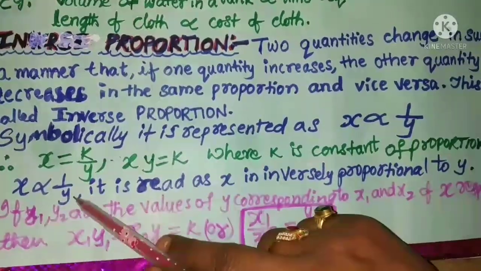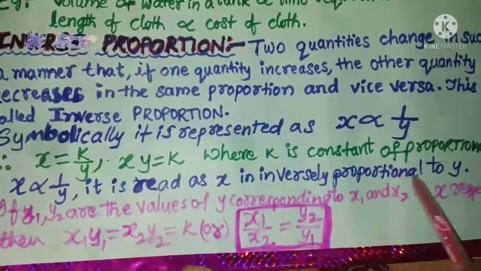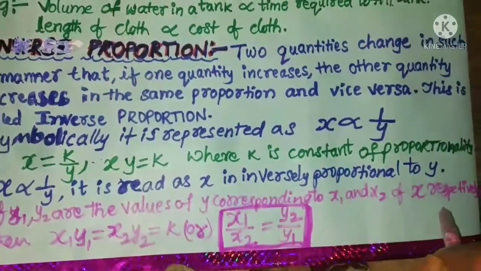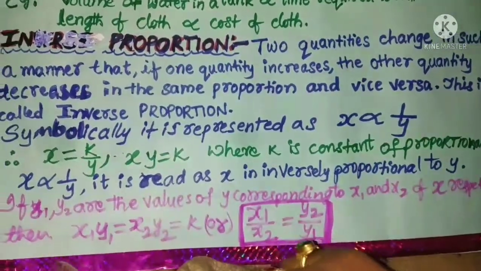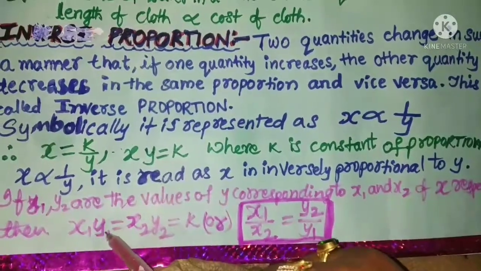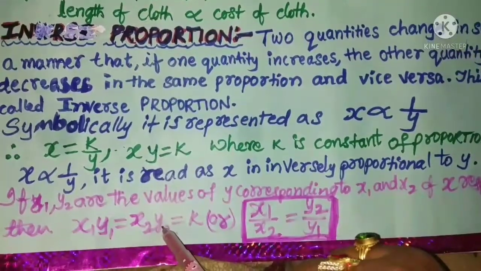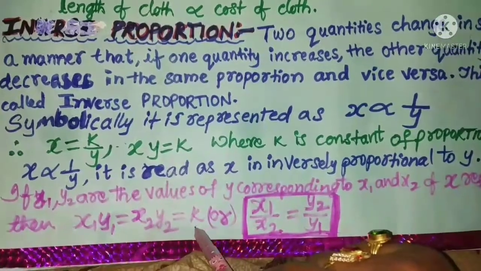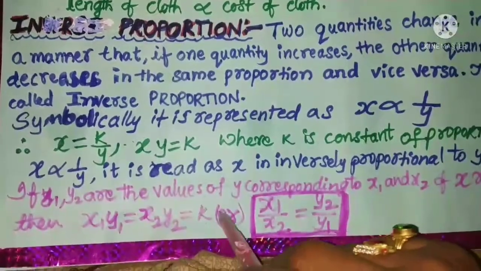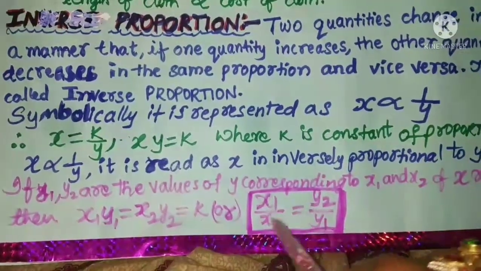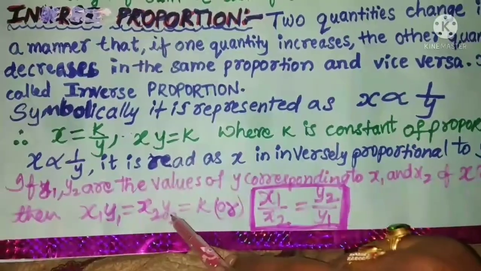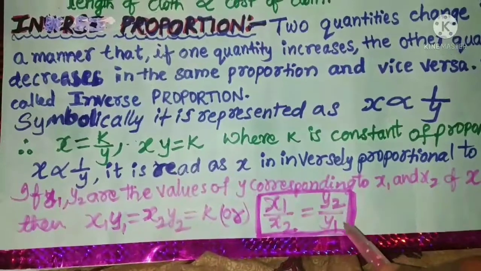x is inversely proportional to y. If y1 and y2 are the values of y corresponding to x1 and x2 of x respectively, then x1 into y1 is equal to x2 into y2, that is equal to k. If you take x3 into y3, x4 into y4, any product, that will be equal to a constant value. Or else we can write x1 by x2 is equal to y2 by y1.